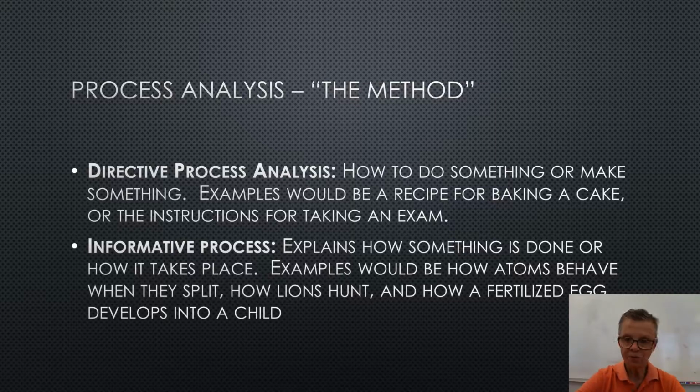The informative process. This explains how something is done or how it takes place. Examples would be how atoms behave when they split, how lions hunt, how a fertilized egg develops into a child. So, directive, that's instructional; informative, how something happens. Okay.